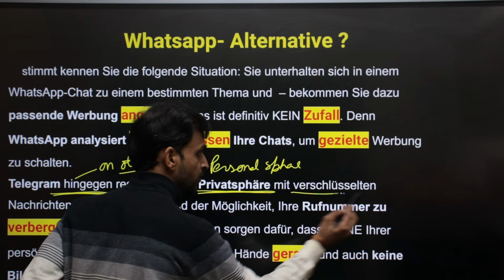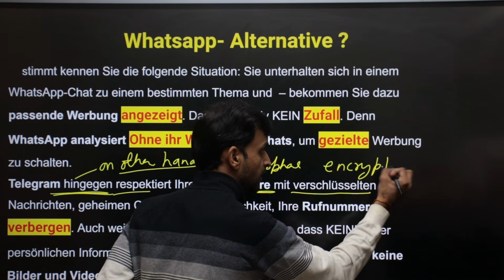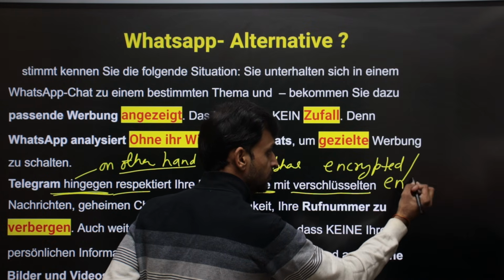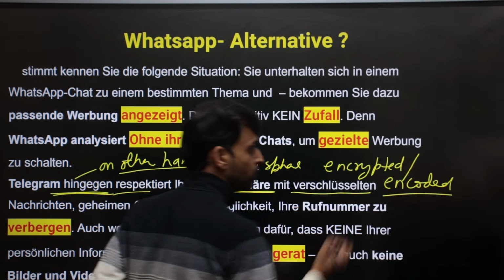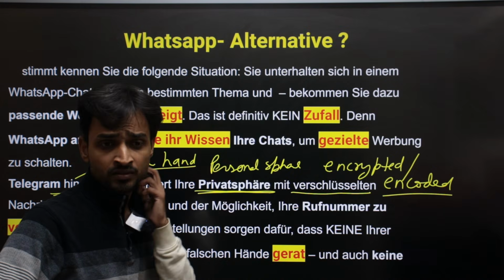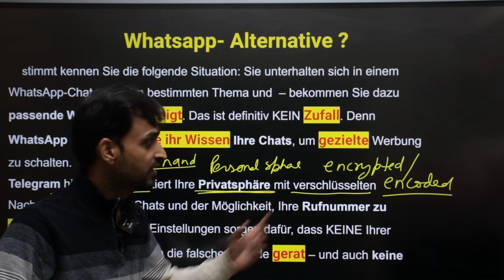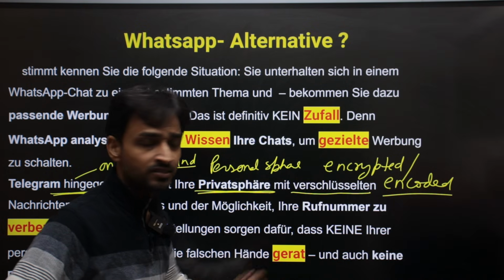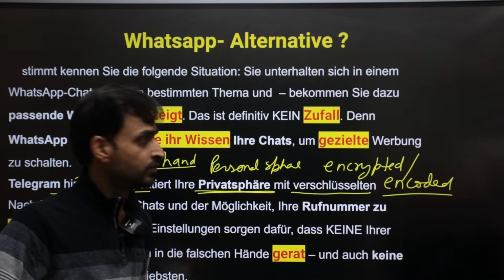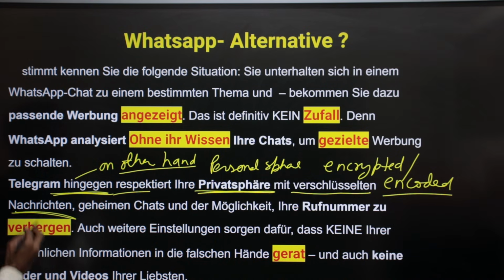Verschlüsselt means encrypted, encoded. Encrypted means nobody can see your conversation, nobody can read your conversation, nobody can analyze your conversation. Verschlüsselt. Encrypted. Encoded. Nachrichten. You get encrypted Nachrichten.